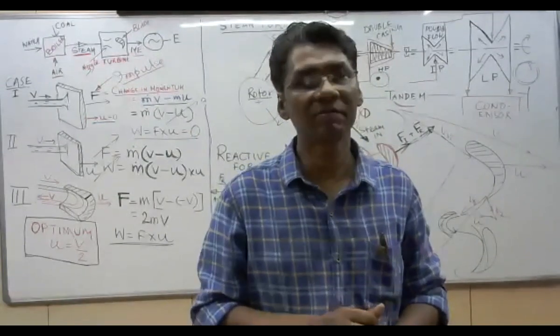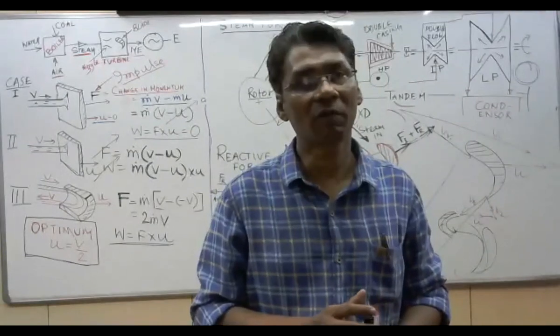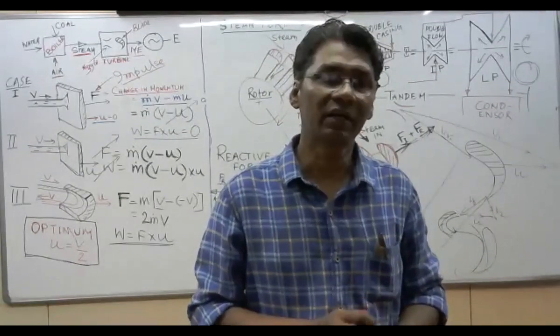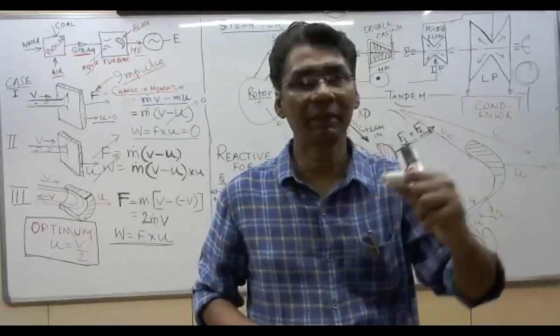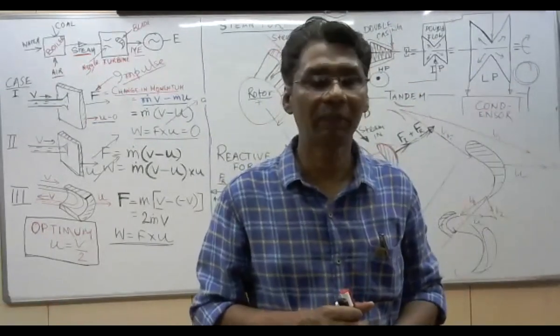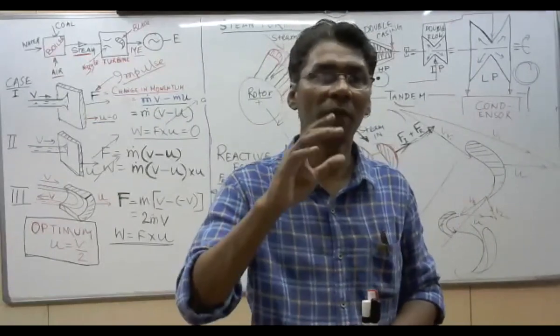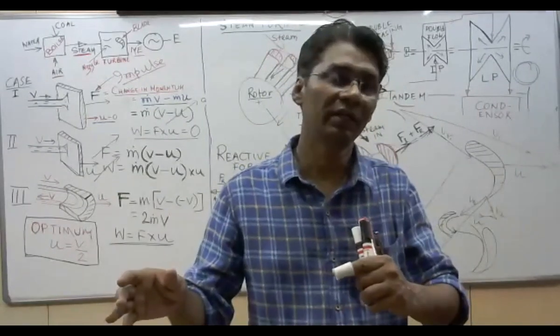Emergency stop valve. ESV means emergency stop valve. Due to any protection trip or mishap in the power plant, we have to stop the turbine by immediately closing the stop valve. That is called the emergency stop valve. We stop the entry of steam into the turbine.